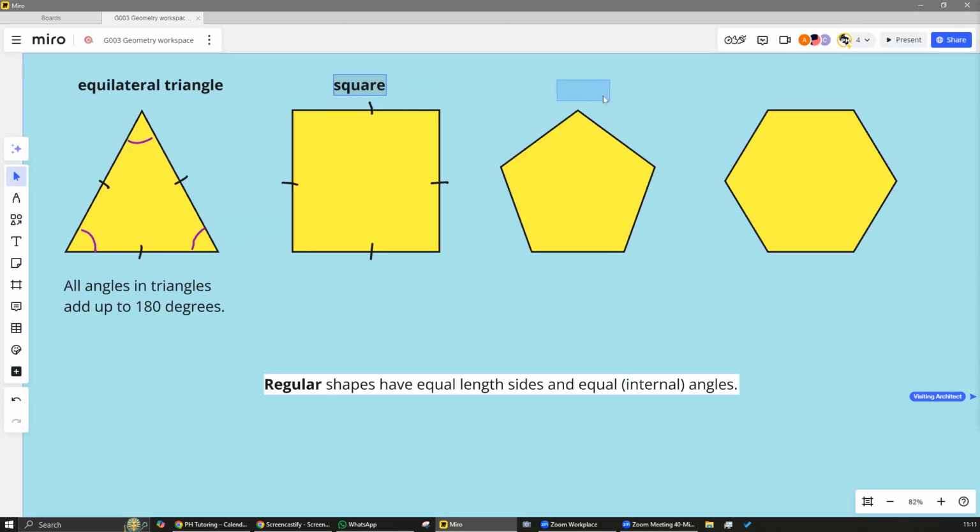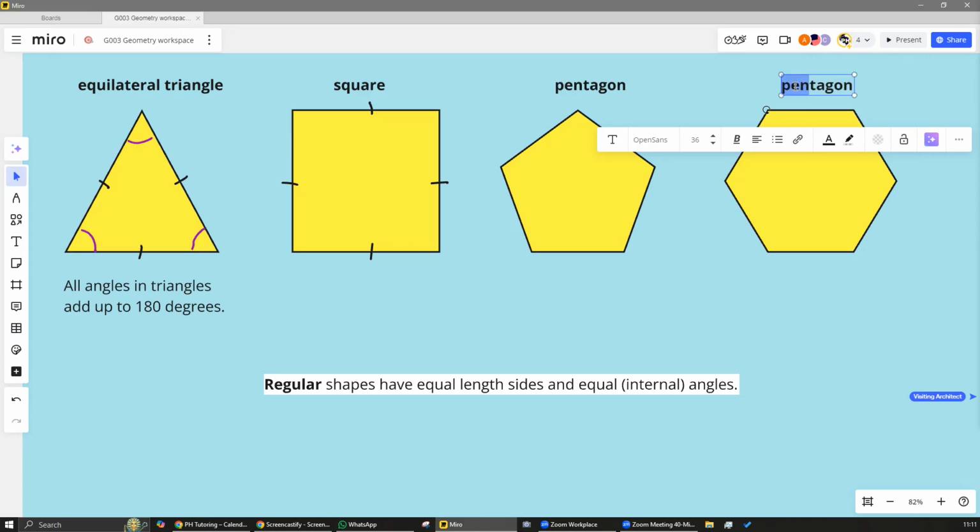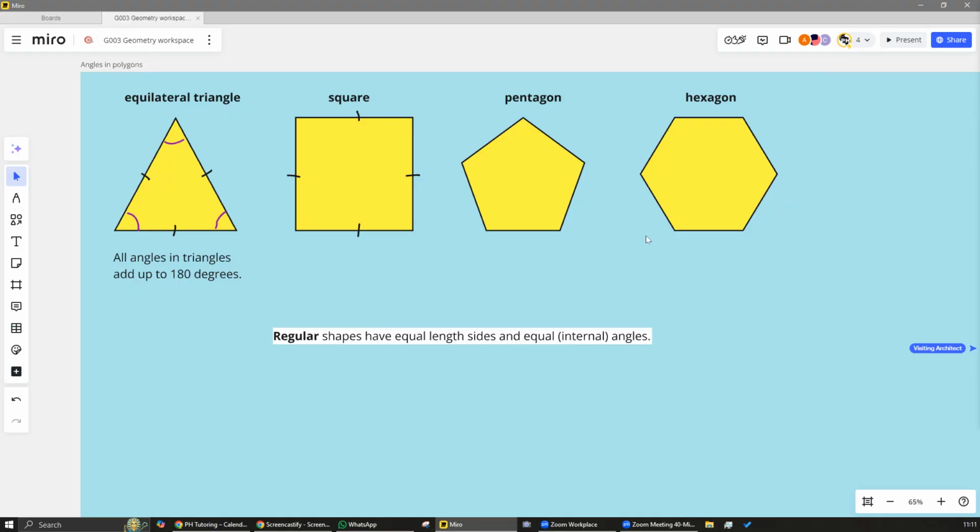You may know that this one is called a pentagon. Pentagon. And that this one is a hexagon. So they all have equal length sides and equal angles. Now all of these are polygons because polygons just means shape. Okay, so let's define that as well.